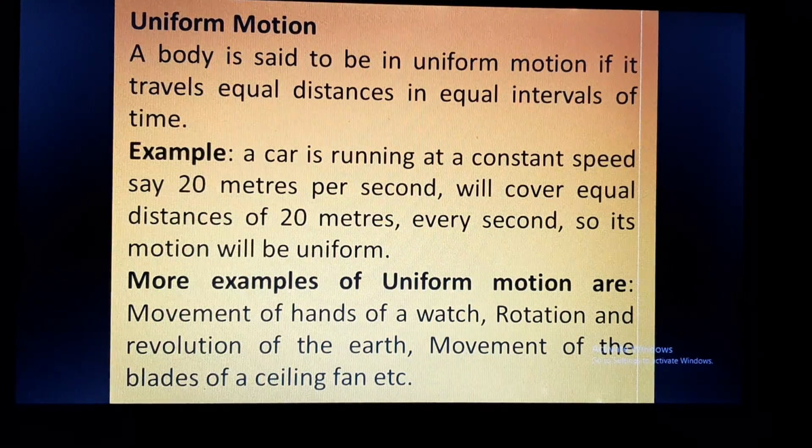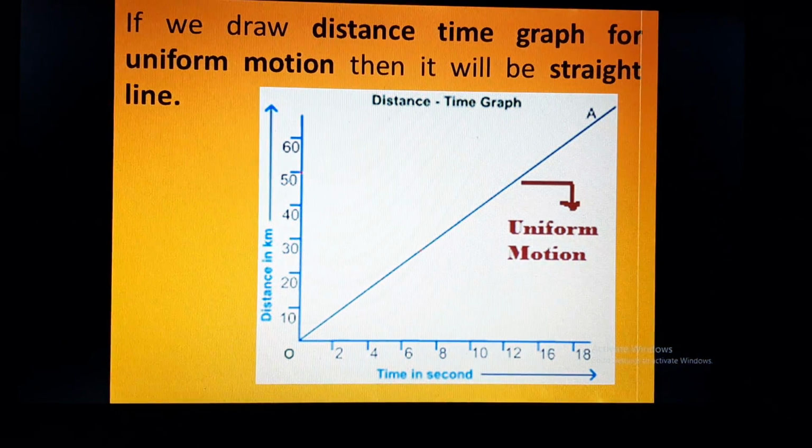So what are the examples of uniform motion? For example, movements of hands of a watch. You see, in exact 5 minutes, the minute hand will move from 1 to 2. In another exact 5 minutes, it will move from 2 to 3. So the movement is uniform. Rotation and revolution of the earth is also uniform. Movement of blades of a ceiling fan is also uniform.